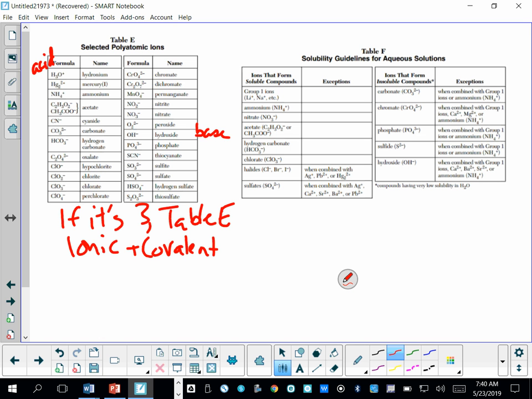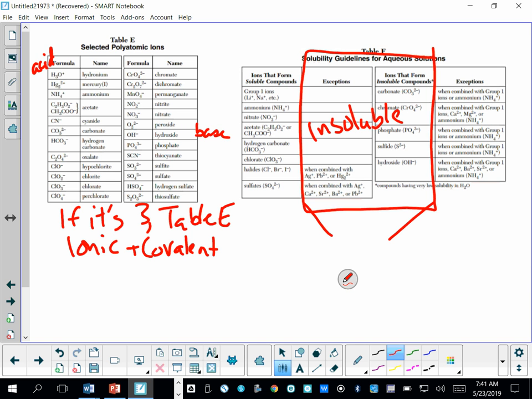Next up, table F. These are our solubility guidelines. You're going to draw a rectangle around the middle 2 columns, and across them you're going to write insoluble. Because remember, this is kind of like our funnel where everything in the middle is insoluble, and the soluble compounds are the ones that are on the sides.